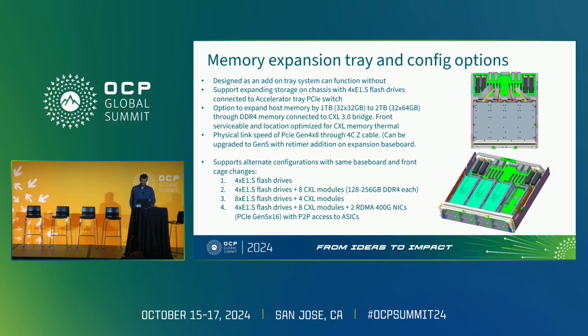The third tray that we have in the middle is a memory expansion tray, which can hold 8 CXL modules. Each CXL module has 4 DDR4 devices, which can expand the host memory by 1 to 2 TB.